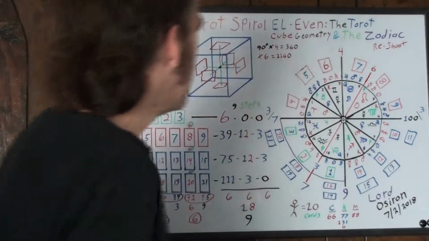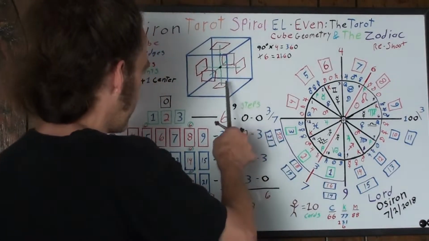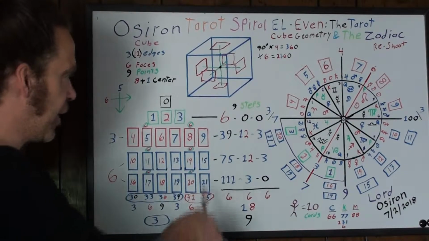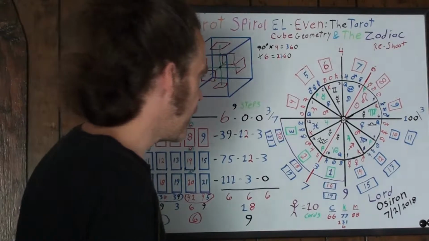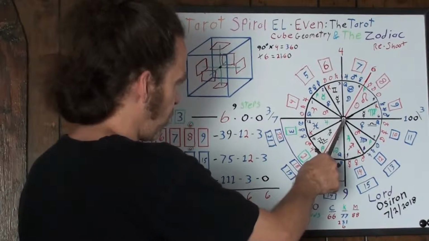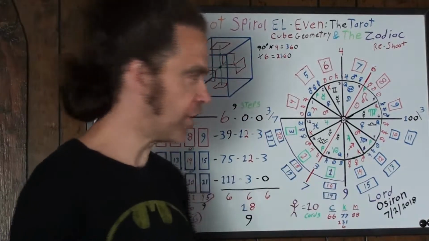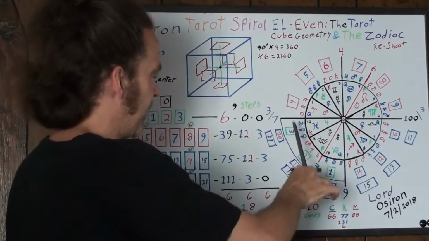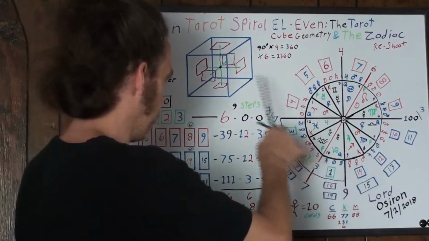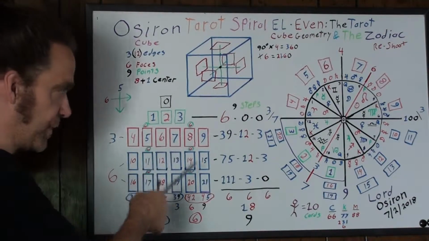So, okay, what we have here is the Osiron Tarot Spiral, and up here we have a cube. We have the tarot keys laid out in their cube geometry structure, and all of these are interrelated. As we know, the Osiron Tarot Spiral is laid out using cube geometry. We have the Fool in the center of the cube. We have the 3 axis cards, or the God cards, shown in green. We have the 6 faces shown in red on the cube, and then the 12 outer cards shown in blue on the cube. They're all color-coded to be congruent.